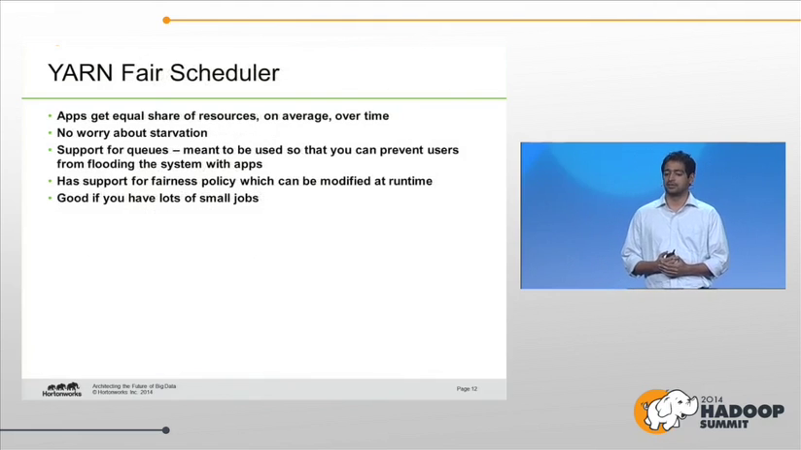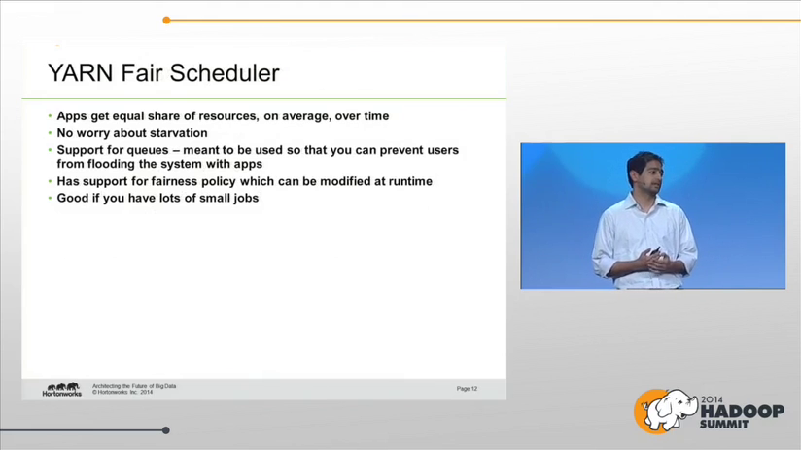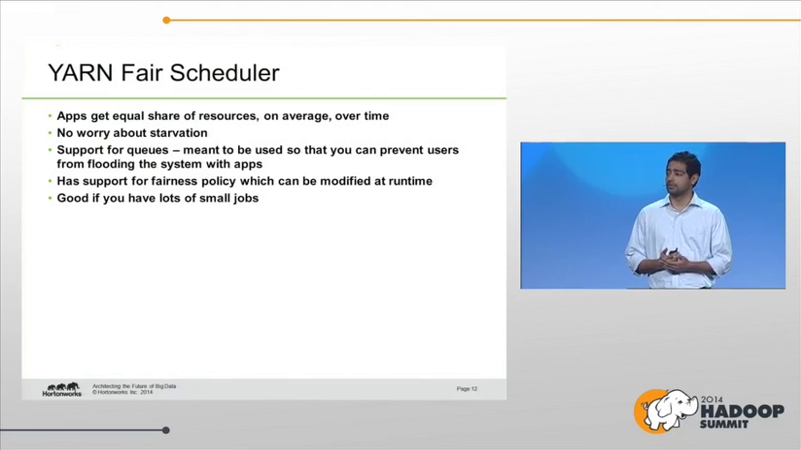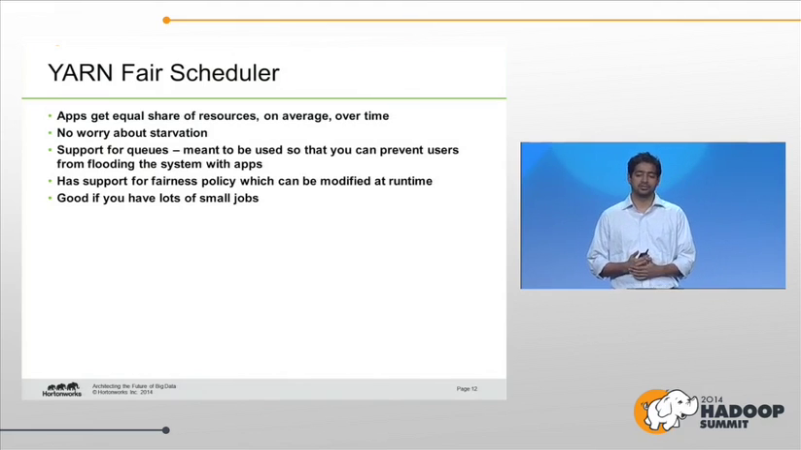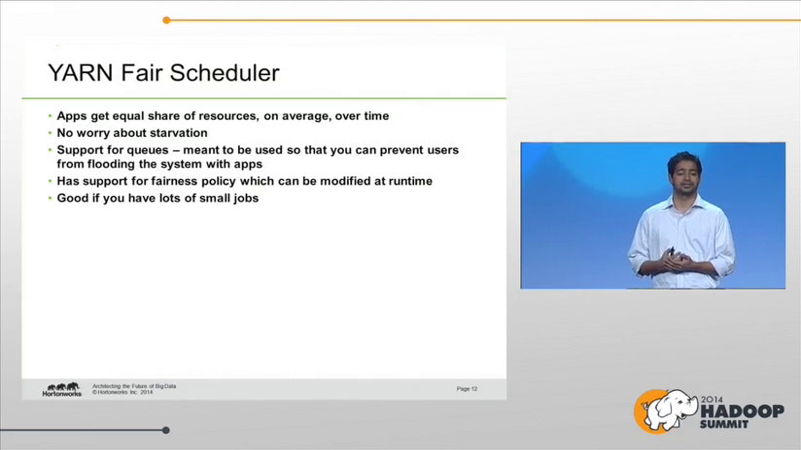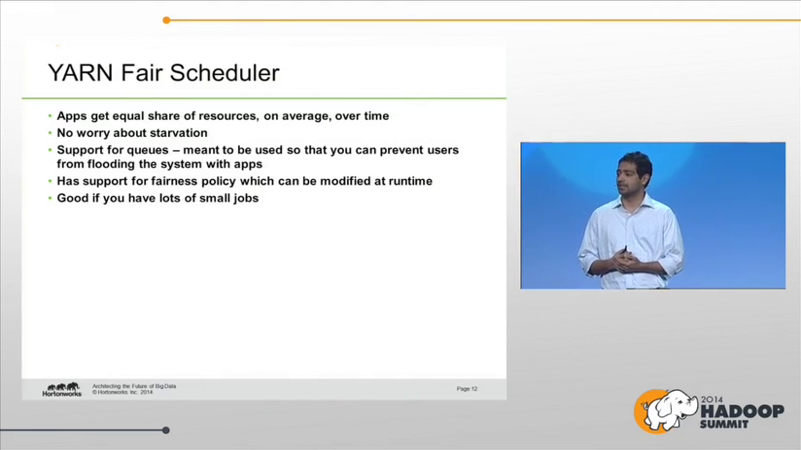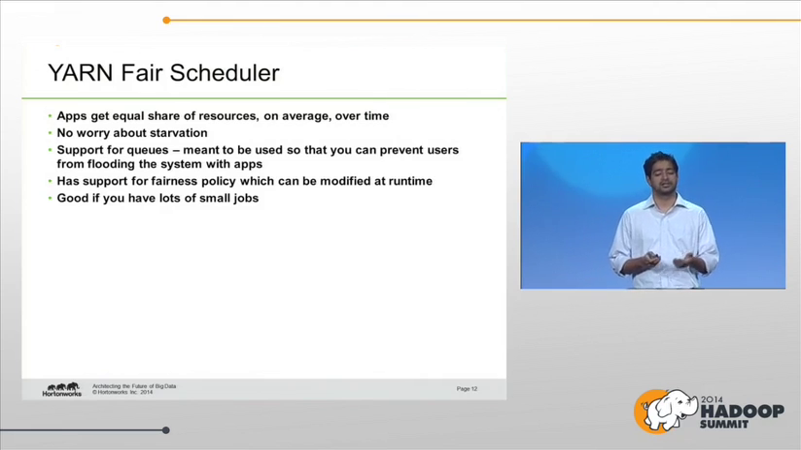The fair scheduler is slightly different in that it was designed to give apps an equal share of resources on average over time. One of the good things about the fair scheduler is you don't need to worry about starvation, which is actually a real potential problem with the capacity scheduler. There's support for queues, but really queues are meant as a way to prevent someone from flooding the cluster with a lot of apps. It also has a fairness policy which can be changed dynamically, and it is really a good scheduler if you have lots of small jobs which tend to finish fast.